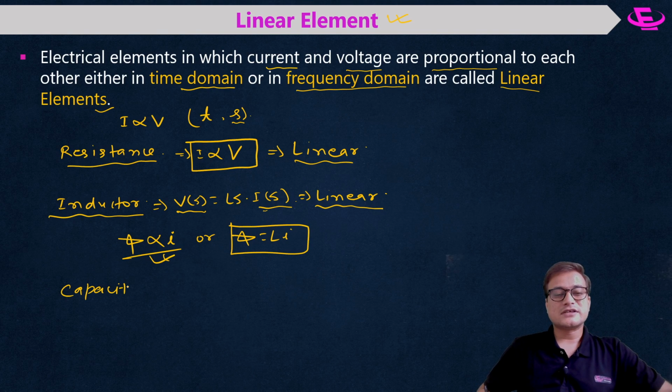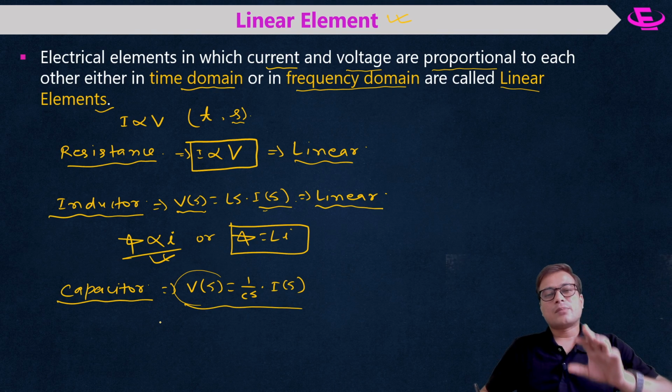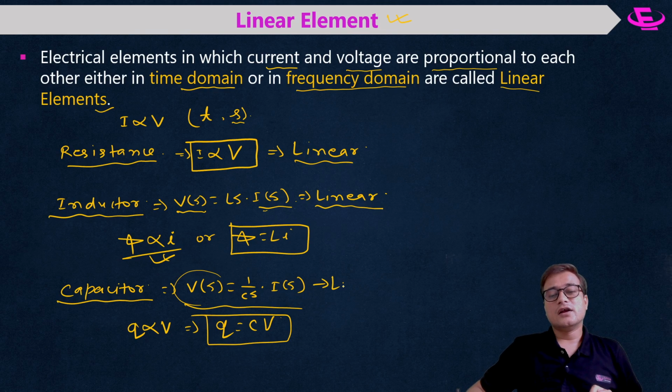Next one is capacitor. So what about capacitor? In capacitor you write Vs equal to 1 upon Cs into Is. Clear? So here also voltage is proportional to current. In the case of capacitor, you are applying voltage, the charge is being accumulated at the plates and that charge is proportional to V, or you can say Q is equal to CV.